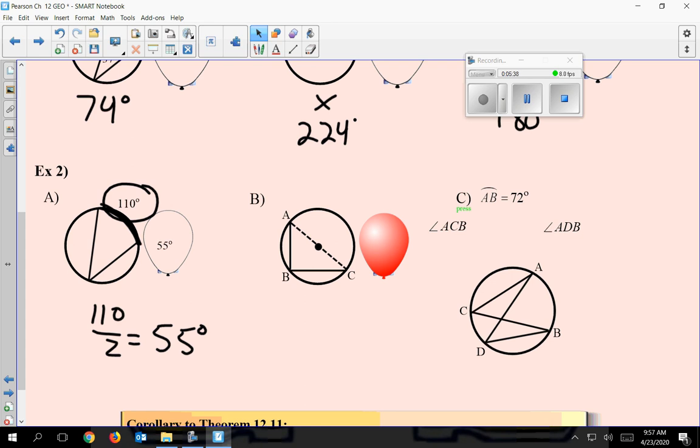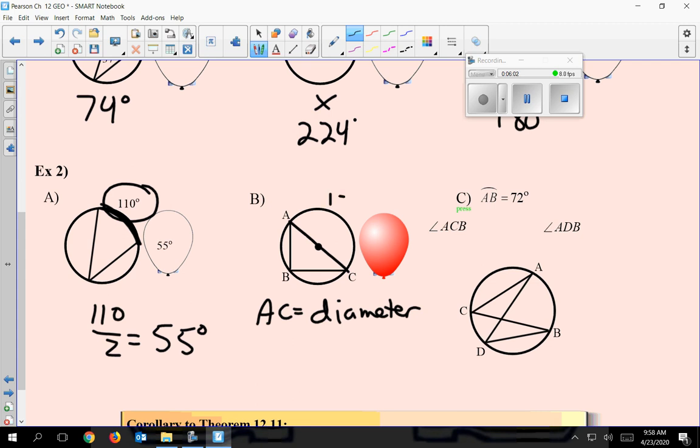So if you go to section B here, or example B, this line is actually going through the center of the circle. That's what that point is there, okay? So if it's going through the center, that tells me that AC is a diameter, and therefore this arc right here is going to be 180. And this arc right here is created by the angle ABC.